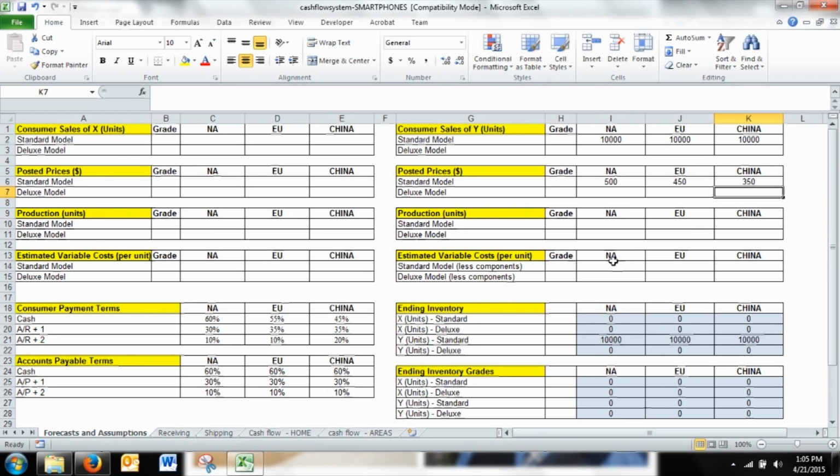And similarly, we make similar assumptions in terms of production. So maybe we're going to produce 10,000 units in each of the areas again.